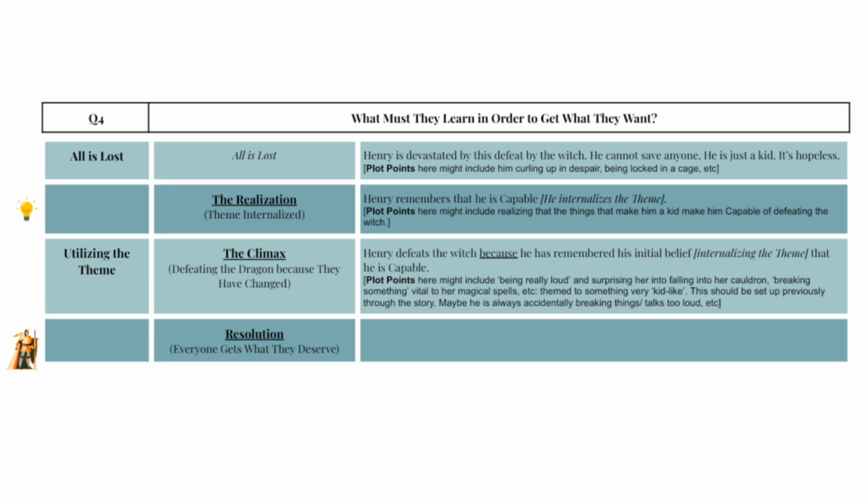So in our story, the protagonist defeats the witch, somehow, because they've been able to internalize the thematic statement that they had in the realization that they are capable, they are a hero, they can save the day, even though they are a kid, or because they are a kid. And we have the resolution right at the end. So after they've achieved or lost their goal, how does that affect their world?